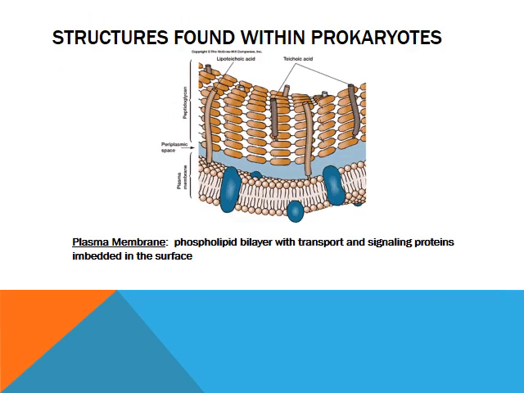Now, all prokaryotes have three things in common. Thing number one: they all have a plasma membrane. This plasma membrane is made up of phospholipids. They've got a polar head and a nonpolar tail, so what are they termed? Amphipathic. This phospholipid bilayer is filled with proteins that allow things in and out, or allow for signaling. So all prokaryotes have a plasma membrane.